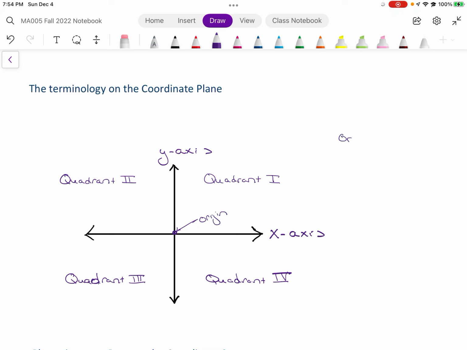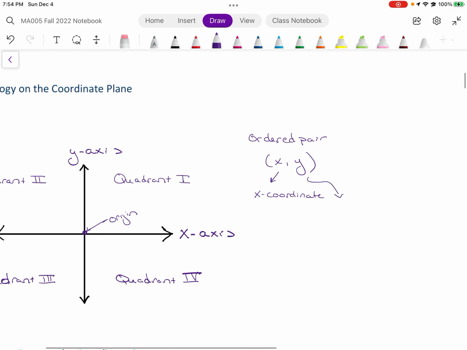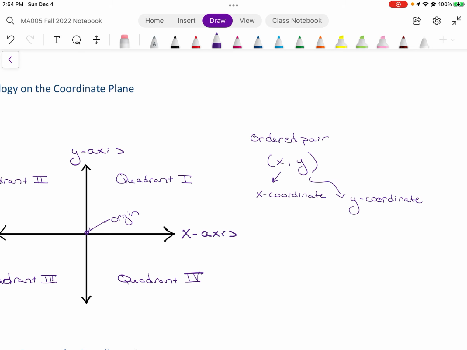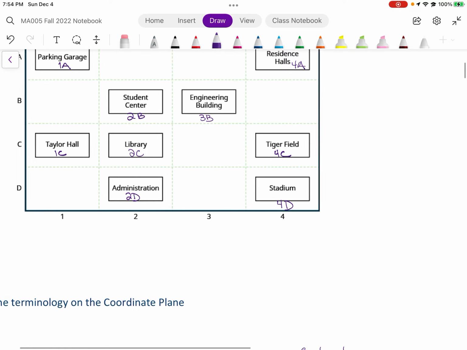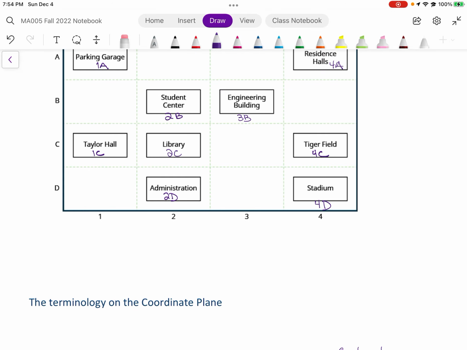All right, an ordered pair is a pair of numbers that are x and y, x being the x coordinate, and y being the y coordinate. And this is the coordinate plane. So the x and y coordinates are similar to right up here. We had 4D or 2D or 2C. Those are the coordinates. 2 and C would be the x and the y.